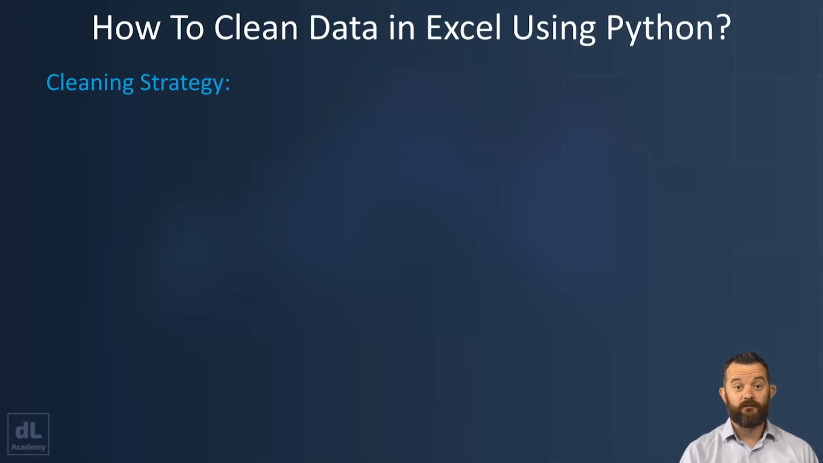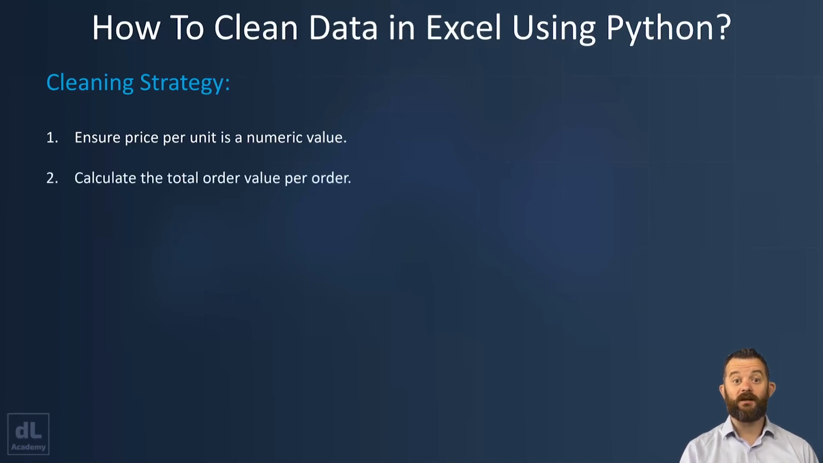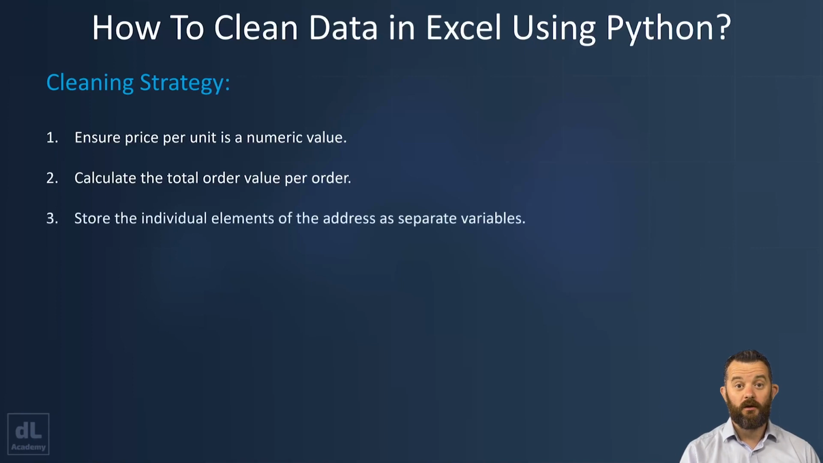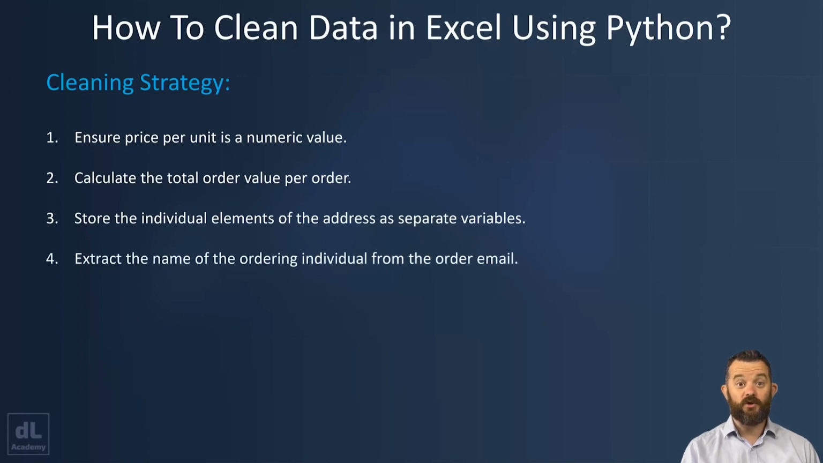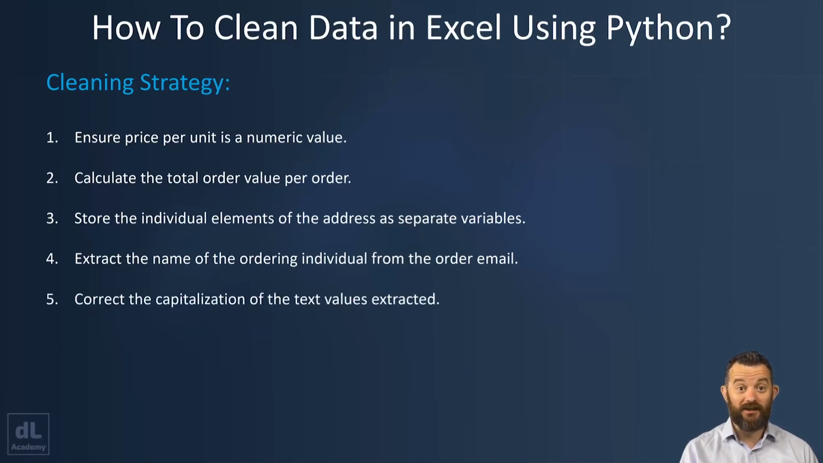This is as follows. First of all, we need to implement the cleaning from the last video to ensure that the price per unit is a numeric value. We need to apply a formula to calculate the total order value per order. We need to isolate the individual elements of the address and store them as separate variables. We need to extract the name of the ordering individual from the order email and copy it to a new variable. We will then need to correct the capitalization of the text values extracted.